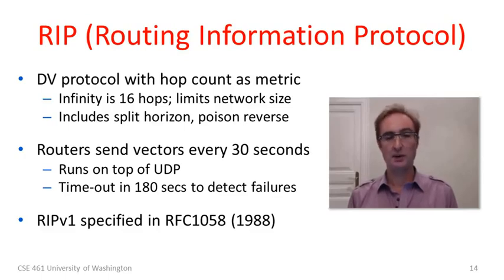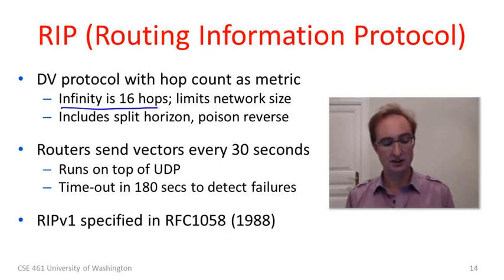It has hop count as the metric, so the cost of every link is 1, and it's just trying to choose the smallest number of hops to get from one destination to another. The value of infinity in this network is 16. Okay, so this is going to limit it to small networks. That's all it's really intended for. And it includes these heuristics with the colorful names, split horizon and poison reverse.